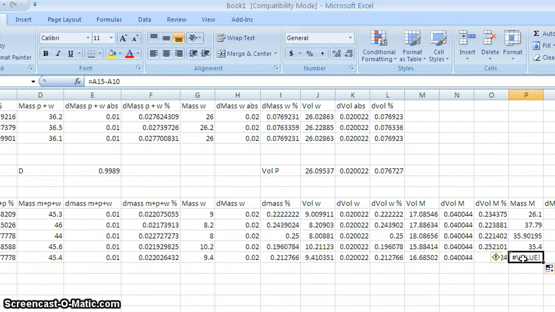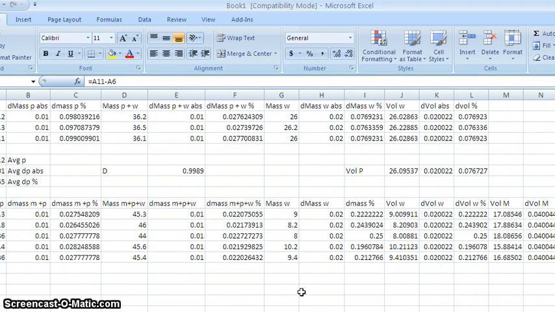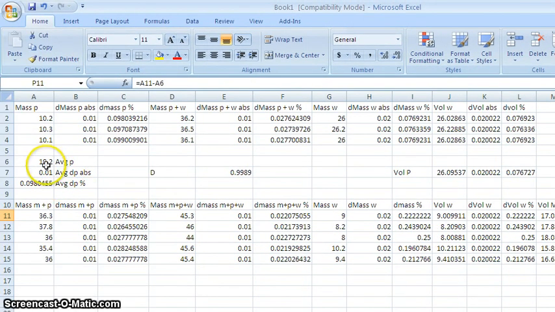A15 minus A10. I'm guessing I did not lock something when I did before. Okay, so when I had the average value of the pycnometer, I needed to actually lock that value. If you forget to do this, it's really easy to fix. I needed to lock that A6. There's only one value here. This needs to have dollar signs around it. So you can type it in, or I can put the cursor there and just press F4 and hit enter.